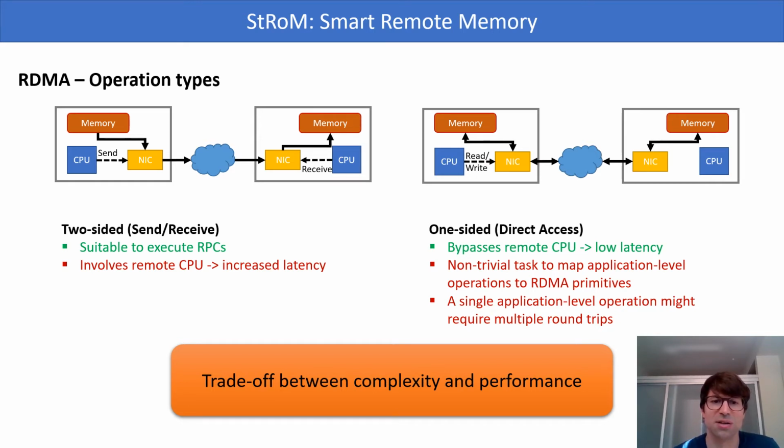In the case of one-sided RDMA, read and write operations can directly access the remote memory without involving the remote CPU. This leads to the low latency that RDMA is known for. The drawback of one-sided operations is that it is non-trivial to map complex application-level operations to these basic primitives. This often results in multiple round trips over the network, negating the benefit of the low latency interconnect. In summary, between one-sided and two-sided, we have a non-trivial trade-off between performance and complexity.